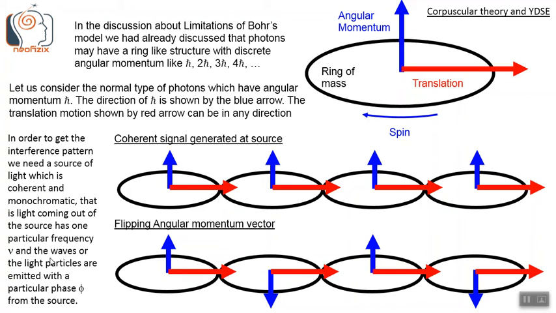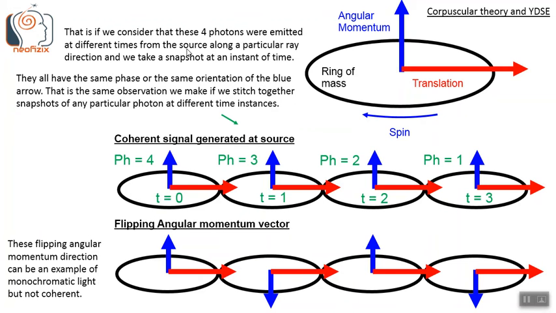So that is, if we consider that these four photons here, that is photon 1, photon 2, photon 3 and photon 4, were emitted at different times from the source along a particular ray direction, and we take a snapshot at an instant of time, they all have the same phase. That is, all these blue arrows are parallel to each other, aligned with one another.